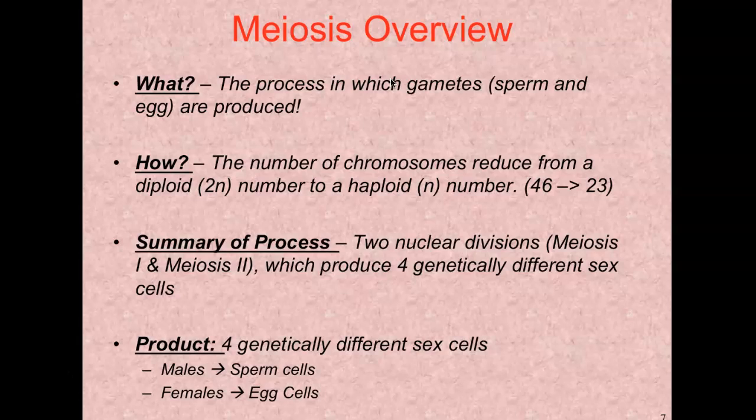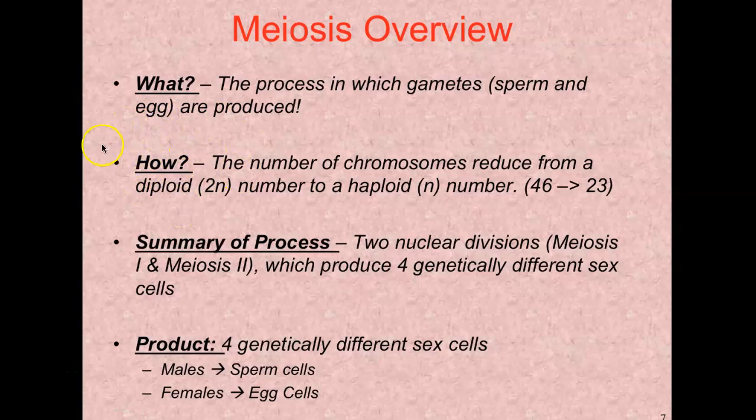So now we're going to get into talking about meiosis and the process in which meiosis occurs. So what is meiosis? Meiosis is the process in which gametes are produced, and remember gametes are our sperm cells and egg cells, which are haploid and contain 23 total chromosomes.